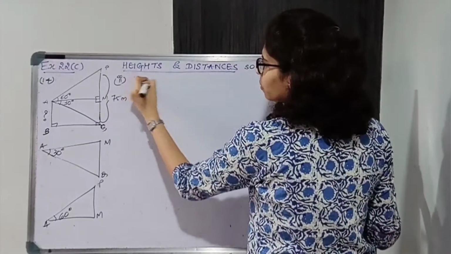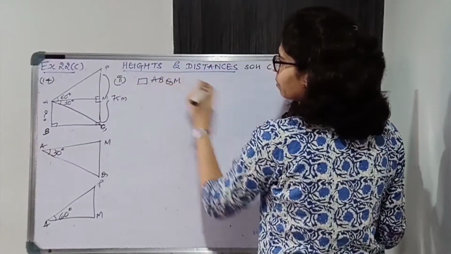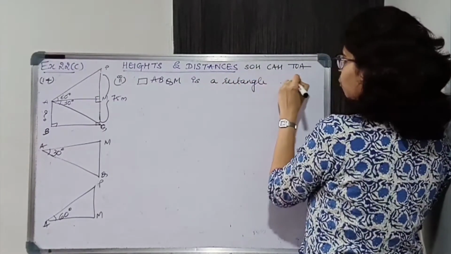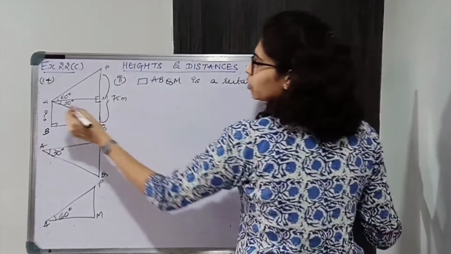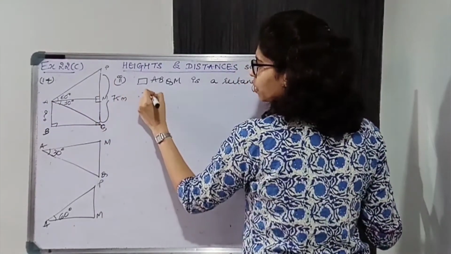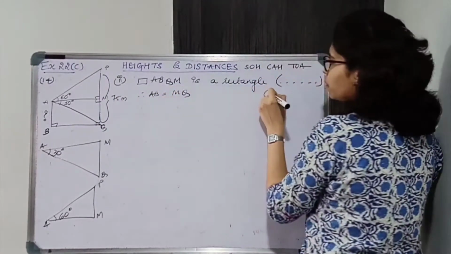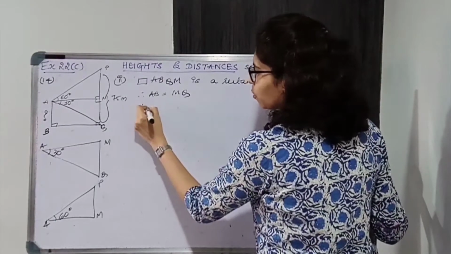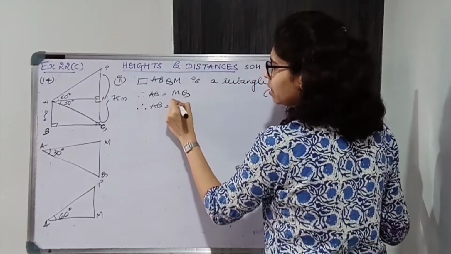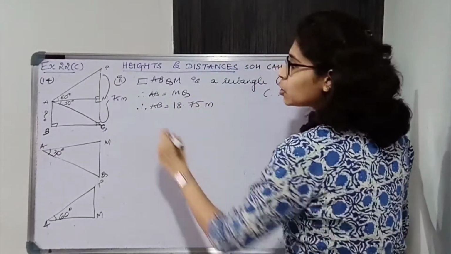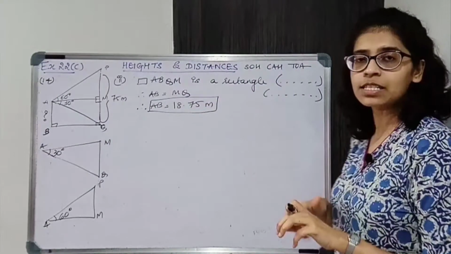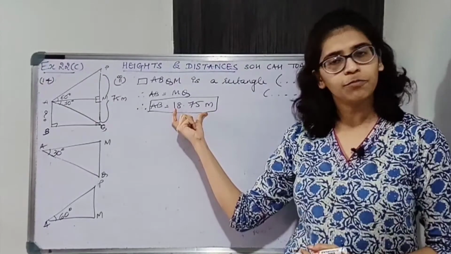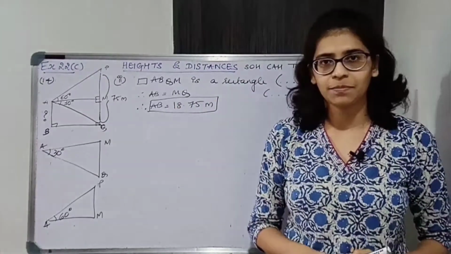So first we'll write down quadrilateral ABQM is a rectangle from the figure. Now therefore I can say AB is equal to MQ. Opposite sides of a rectangle are congruent or equal. Now therefore AB is equal to MQ, how much? 18.75 meters. So box this, write down the final statement. The height of the pole AB is equal to 18.75 meters. Don't forget to put the correct unit.